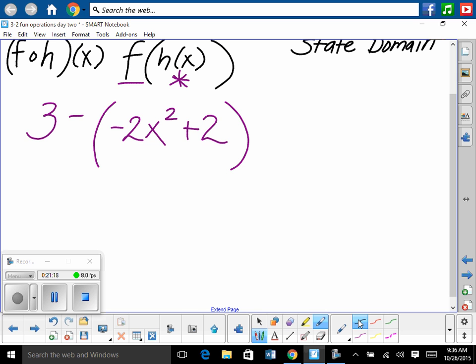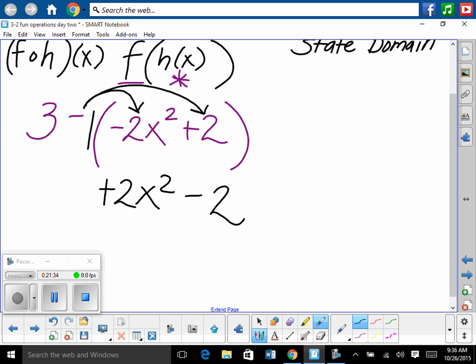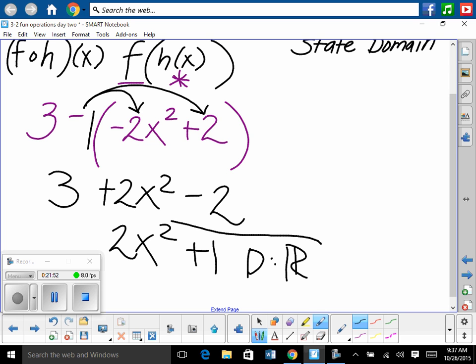So we have negative in front. So that's like having a negative 1. So I'm going to distribute that through. Negative 1 times negative 2x squared is positive 2x squared. Negative 1 times positive 2 is negative 2. Then I drop down my 3. Then I combine my terms. 2x squared has no other x squared. 3 minus 2 is positive 1. Now, any questions on that? So our domain in this one is what? All real numbers. Very good. No problems. Very good. All real numbers. Okay.